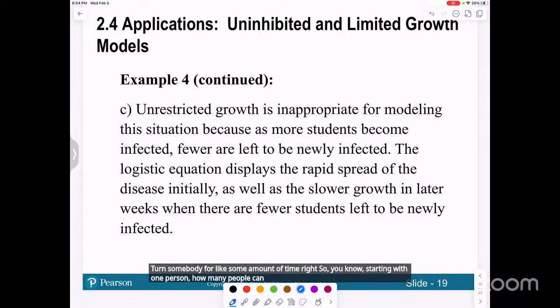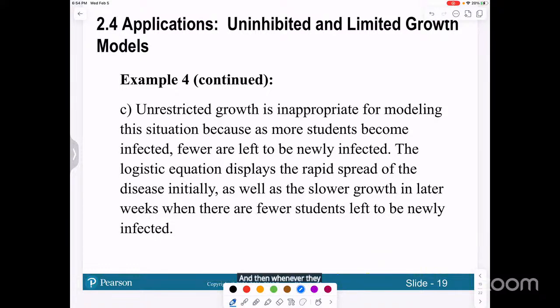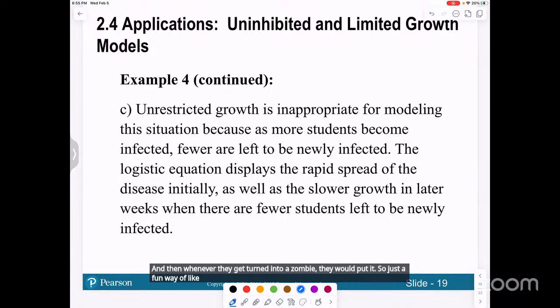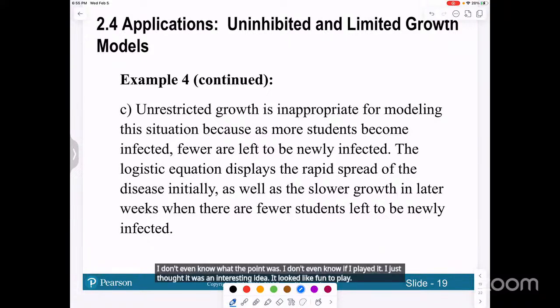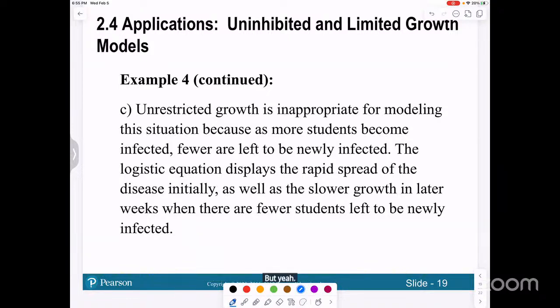I guess everybody would have an orange bandana on the person. And then whenever they get turned into a zombie, they would put it on. So just a fun way of a campus-wide game of tag. It was like tag with airsoft. I don't even know what the point was. I don't even know if I played it. I just thought it was an interesting idea. It looked like fun to play. But yeah, that was something that we did in grad school at Florida Tech.